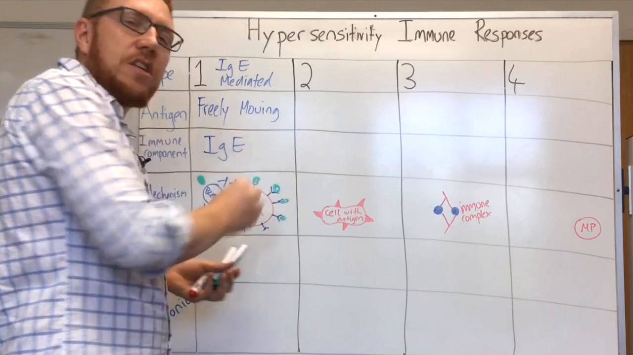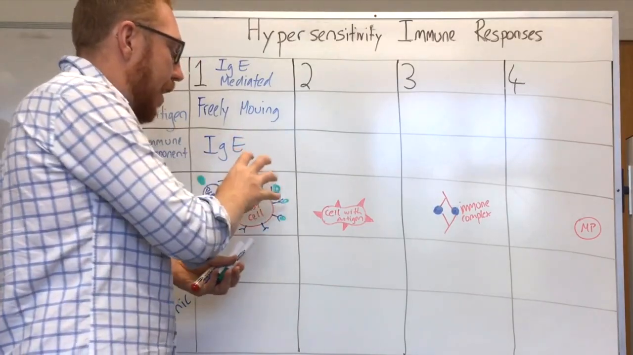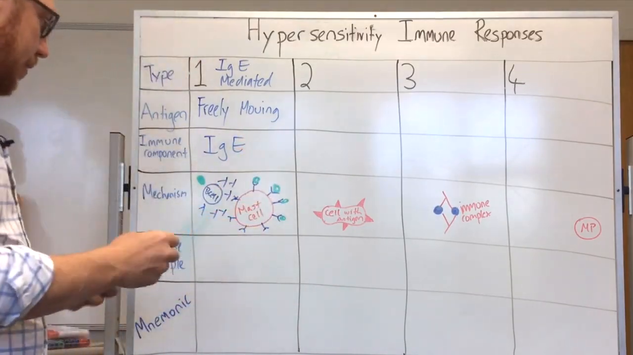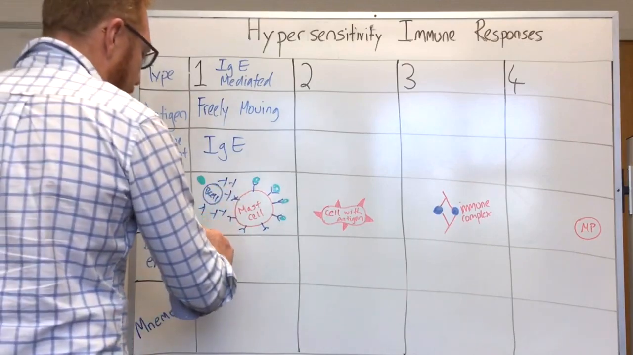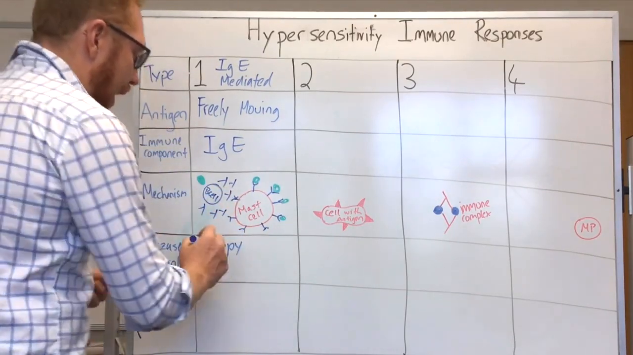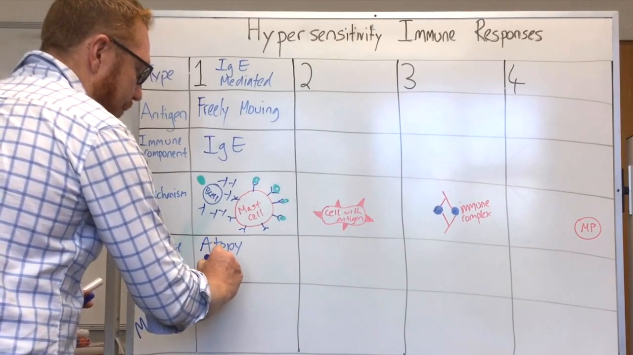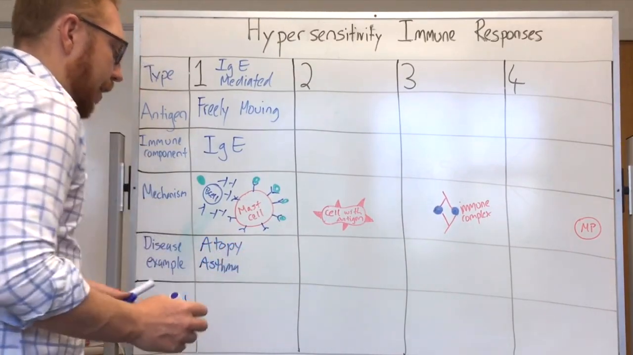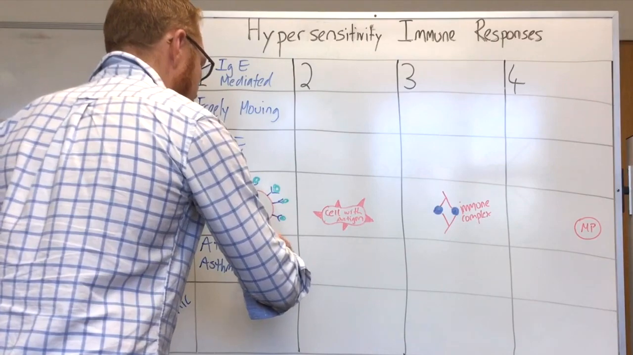And so this is essentially a type 1 reaction. Now some examples of diseases, these are all centered around something called atopy, which is a kind of allergic response, and this could be allergic asthma, or even anaphylaxis.